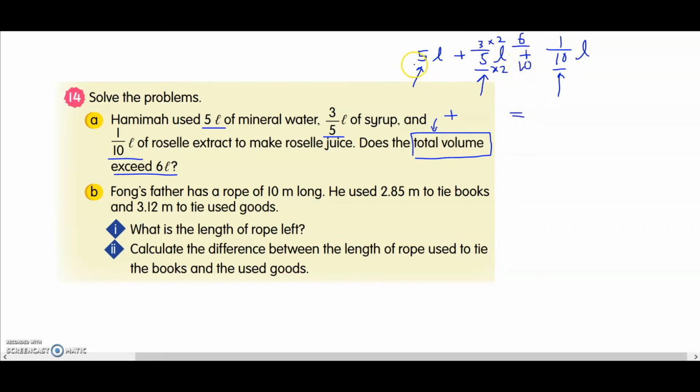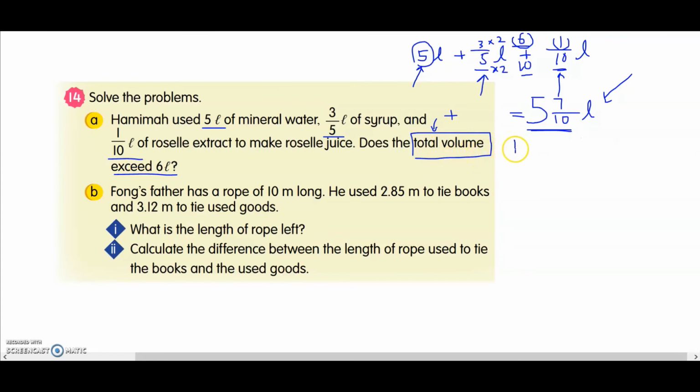So now we can add them together. The round number we write here as the big number. The bottom is 10, so we write the bottom is 10. Okay, the top 6 plus 1 is 7. So we get 7 over 10 liters. 7 over 10 liters. So does it exceed 6 liters? It doesn't, right? This is less than 6. This is only 5.7. So it's less than 6.